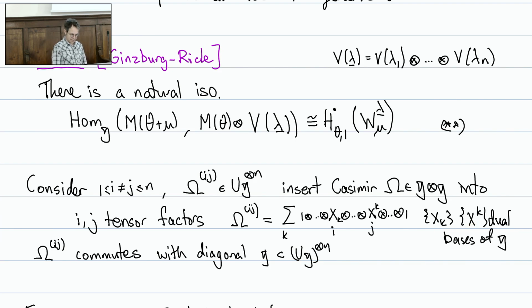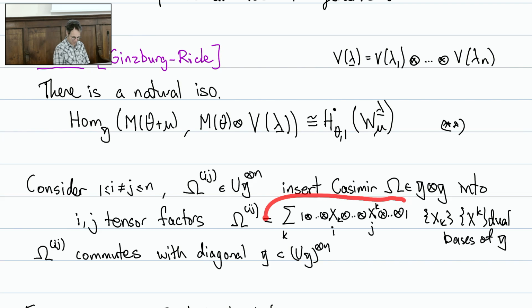So that's omega. It lives in G tensor G. And now I'm going to make an element omega ij, where i and j are just two indices, which lives in UG tensor n rather than in G tensor G. And how do I do it? I just insert the Casimir in those i and j tensor factors. So in a formula, there it is.